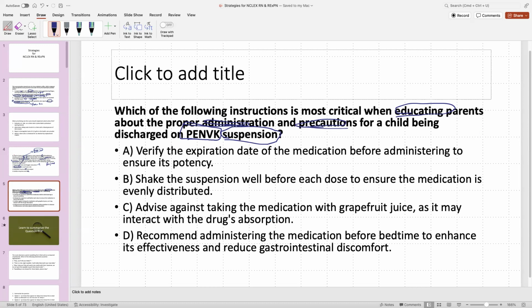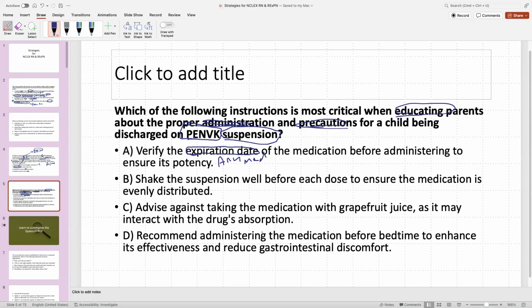Manjit, one thing you probably learned in your nursing school is that the expiry date is very critical, the most important nursing responsibility before administering. In other words, safety in medication administration is checking the expiry date. Let's highlight this: expiry date of this medication before administering. It is important like any medication, not just PNVK suspension. Any medication you administer, the expiry date is important. Go to the next one.